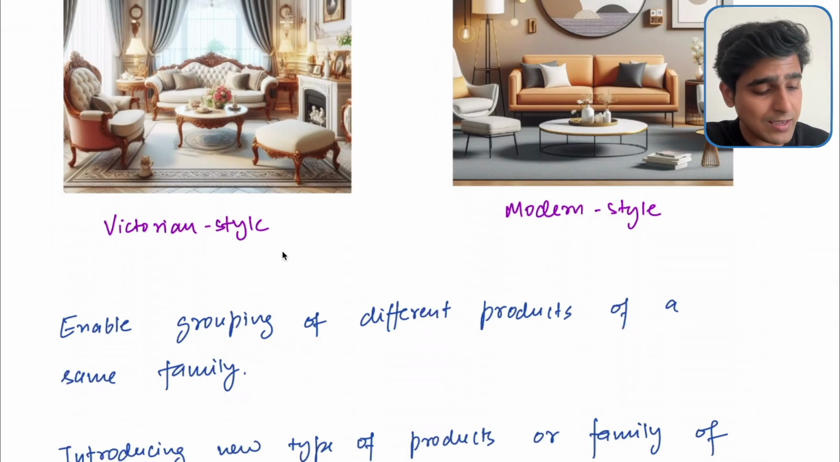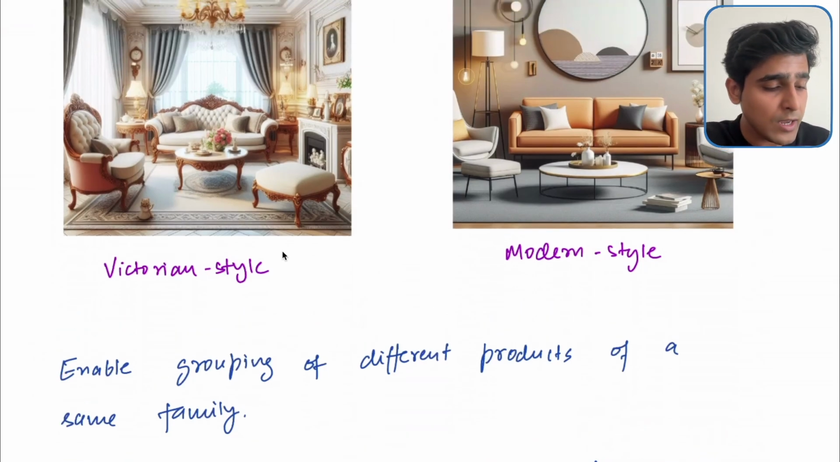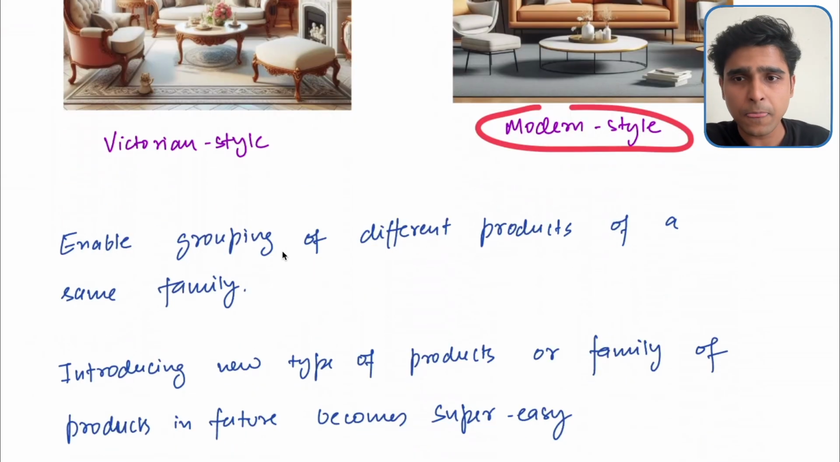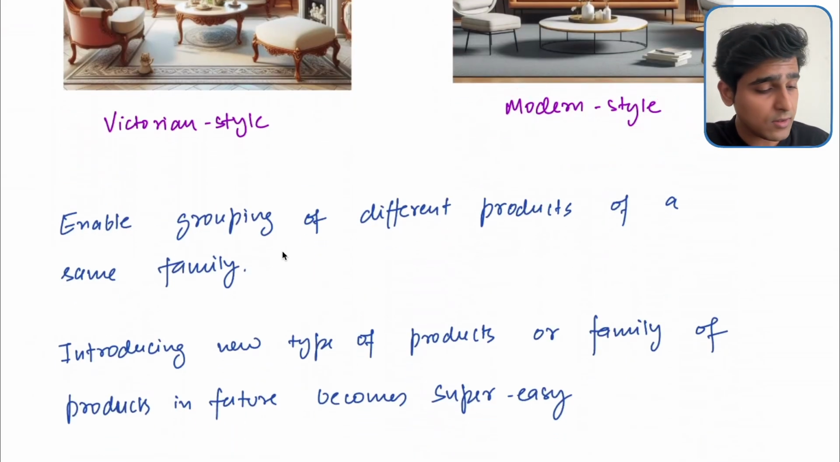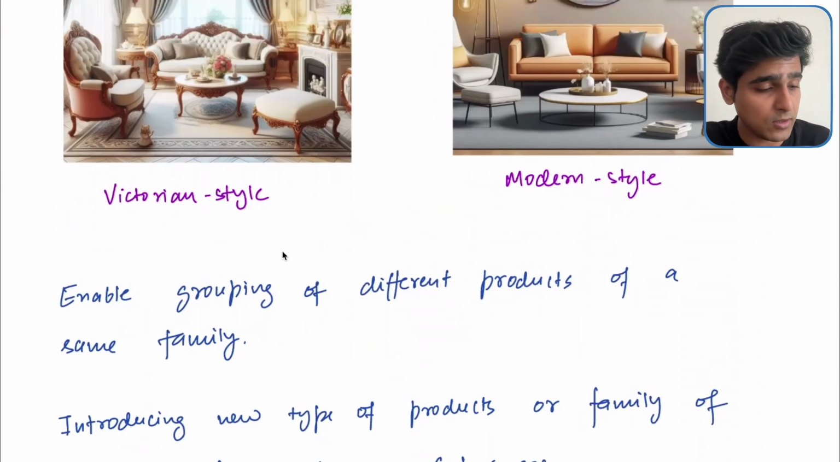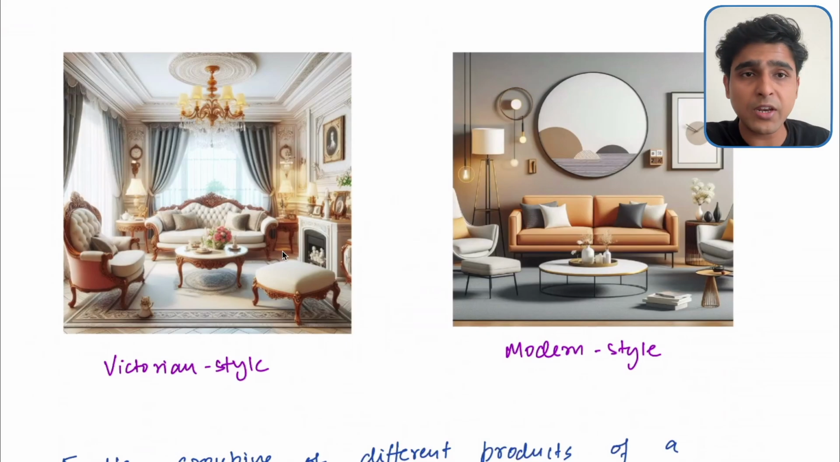So abstract factory enables the grouping of the different products of a same family. So it will provide you a way in which you can group all the products of a Victorian style into one, and similarly another in the modern style. And using this, introducing new type of products or family of products in future becomes super easy. For example, if you want to manufacture a lamp also in the future, it will enable you to extend your factory with creating lamps.